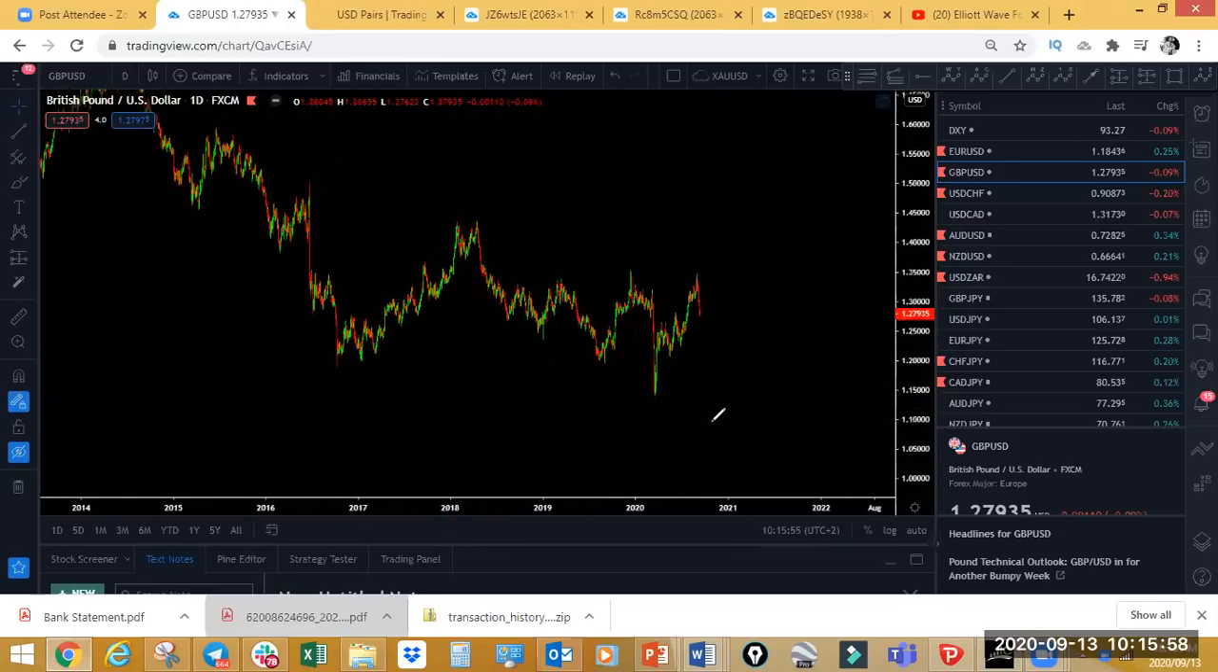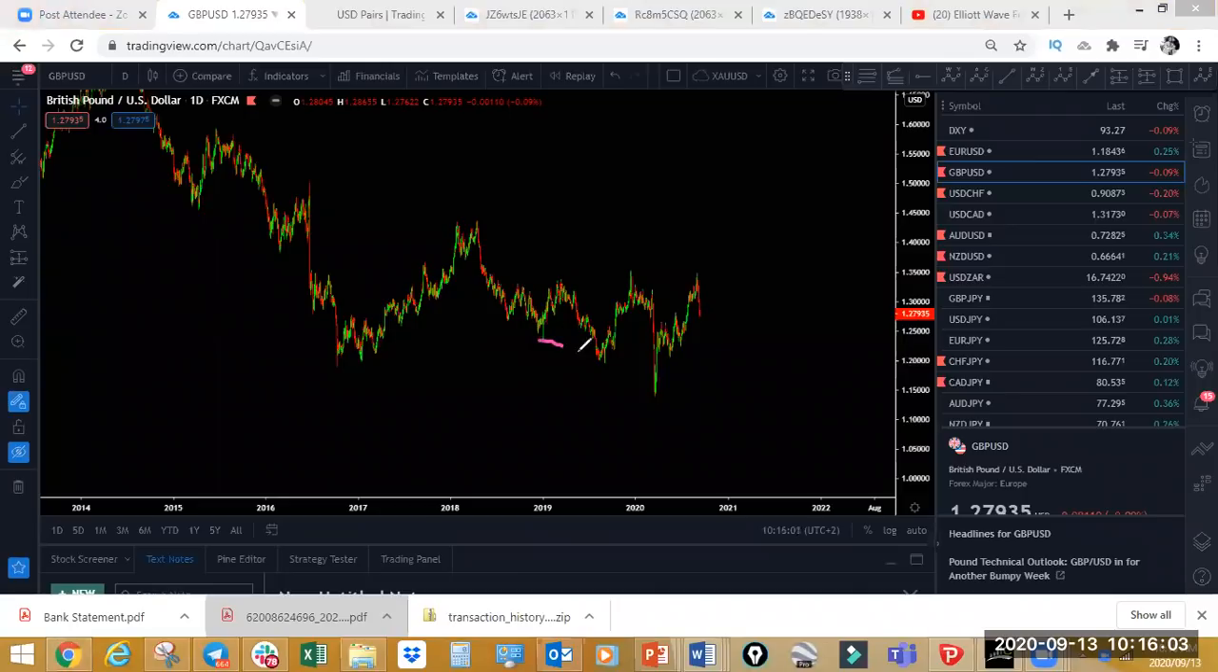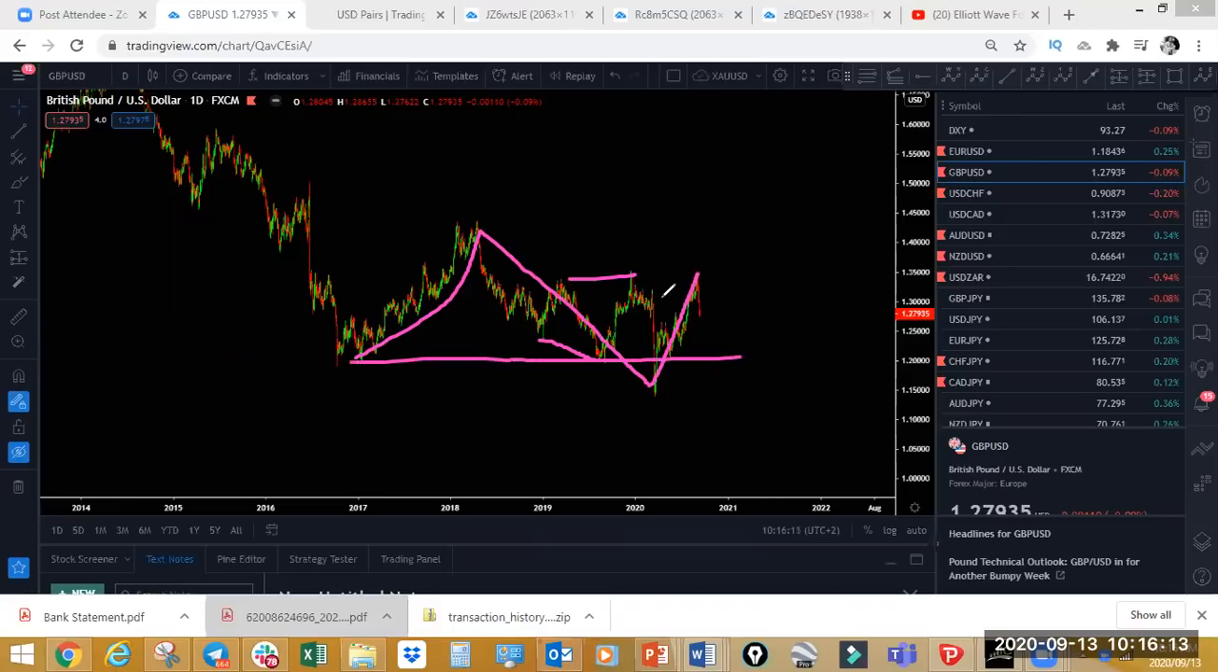Right, so pound US dollar, we have got this structure. We're looking at this one to make this corrective structure like that. Now, this can possibly be a running flat. You can see that we have broken the low here, but we didn't break the top. That is the characteristic of a running flat. Now, we've already made a move to the downside, and we're starting to make a continuation to the downside.